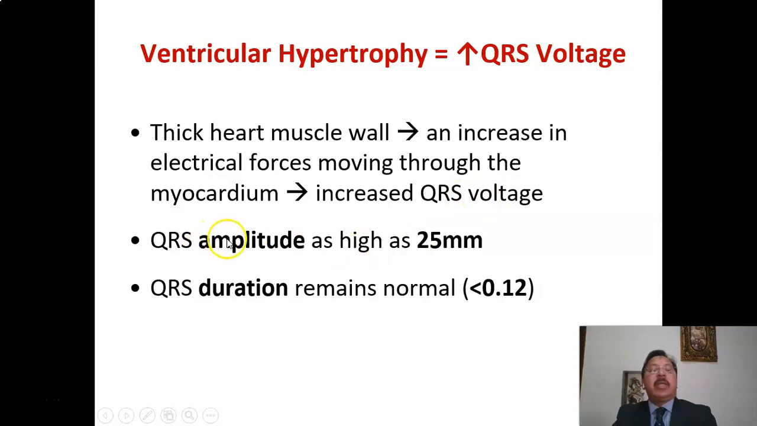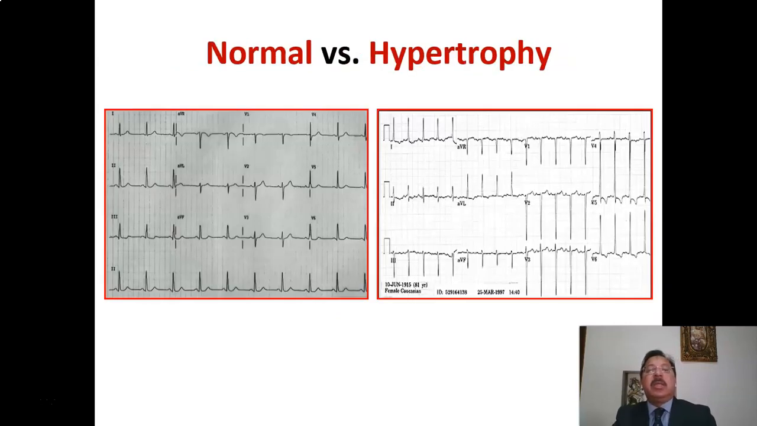So if the QRS complex amplitude becomes very high, as high as 25 mm, we say that the ventricles become hypertrophied. But the important point is that the QRS duration still remains narrow. Okay, the QRS complexes don't become wide in case of ventricular hypertrophy. If they are wide, then you can't comment on the ventricular hypertrophy. So look at these two ECGs for your comparison.